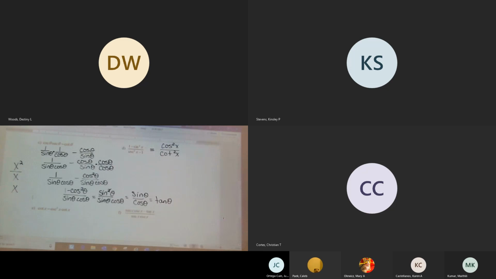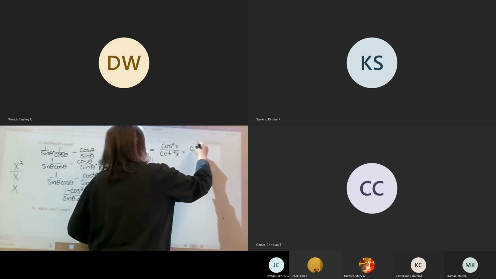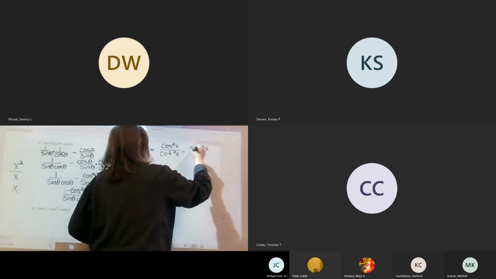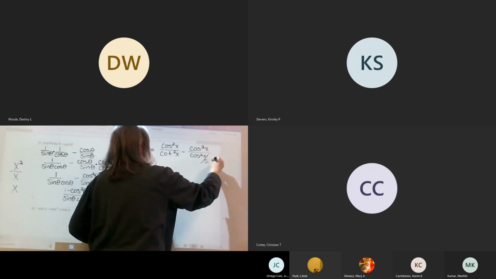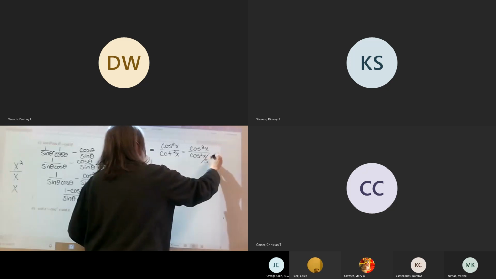What were you thinking? So I turned cotangent into cosine over sine, and then I brought the sine up to the first and made it into sine of x times cosine of x over cosine. My square's in the wrong spot.